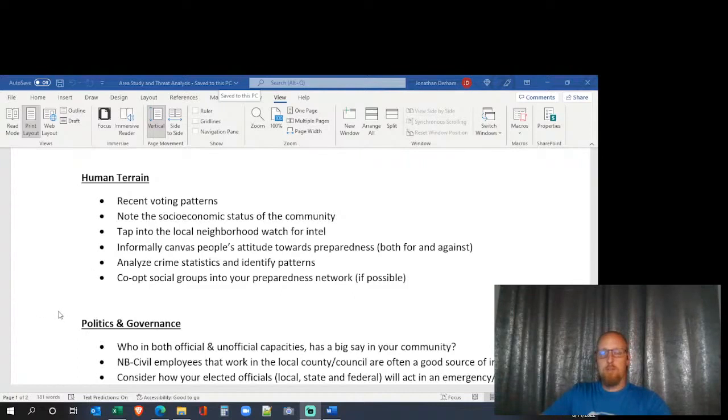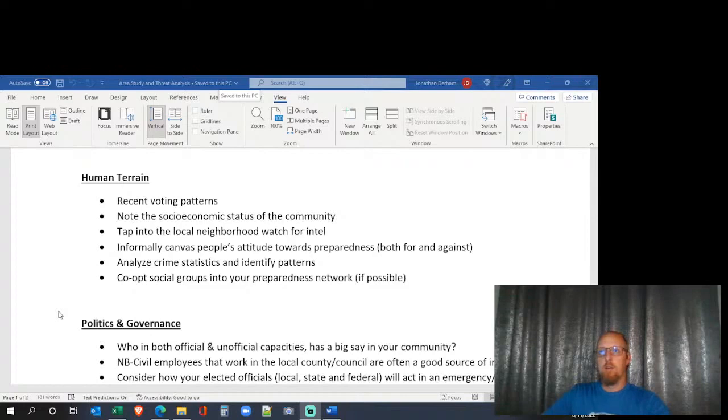Something else you can do is informally canvass people. Now, when you're informally canvassing, don't just walk up and be like, oh, what do you think of this? And be hostile about it. Just have a conversation. And somewhere through the conversation, maybe discuss preparedness.